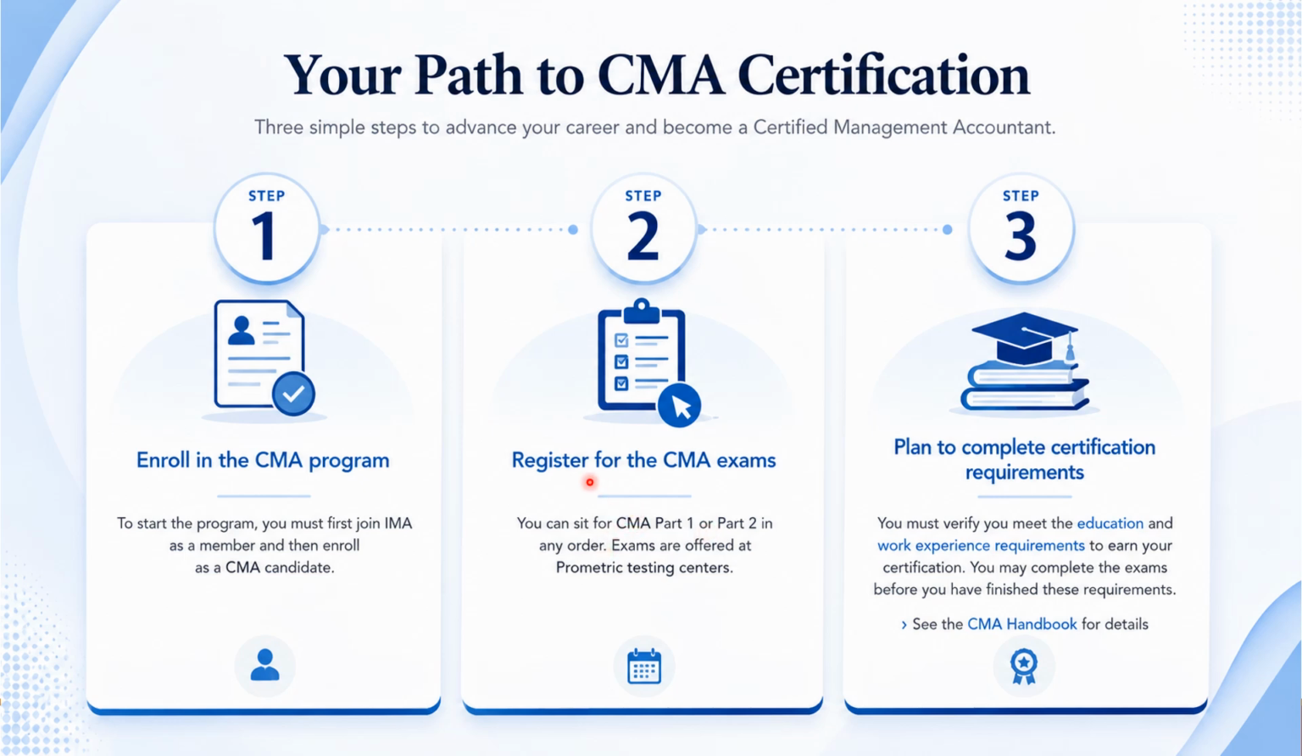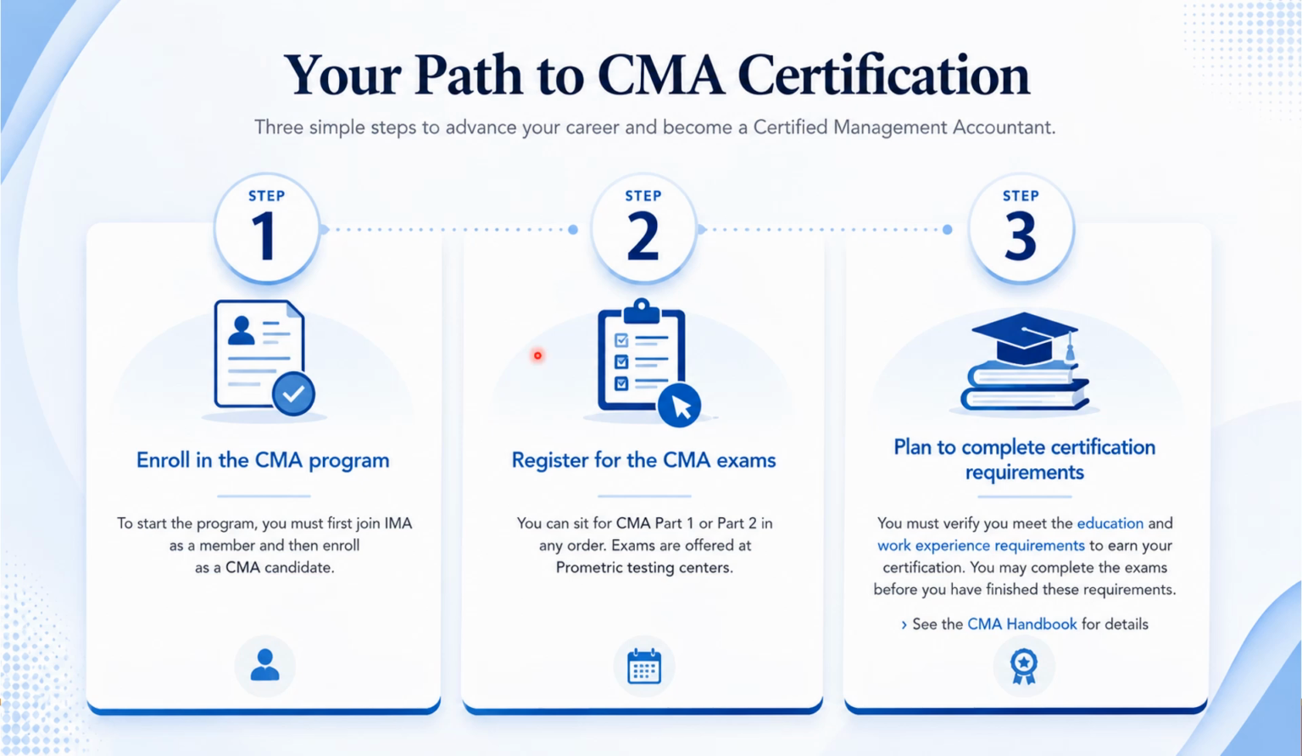Next, once you enroll, you register for the CMA exam. You can sit for part 1 or part 2 in any order. It's not necessary that you do part 1 and only then part 2. You can do either in the first window. As a trainer, I've always felt that part 2 is much easier to crack. And you can take the exams at the Prometric testing centers, which are available worldwide.